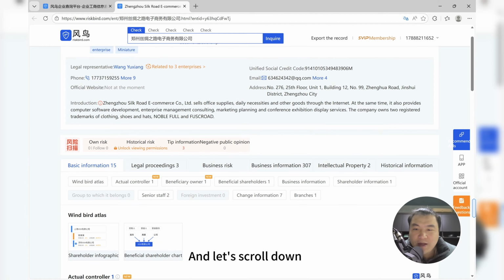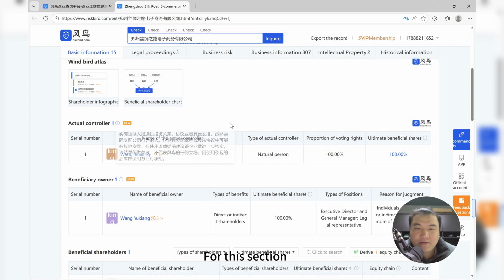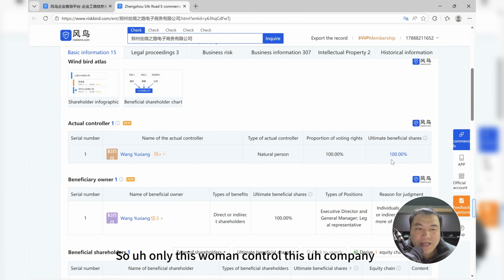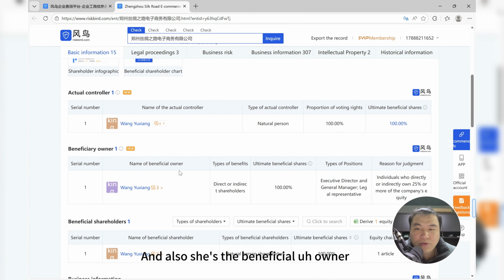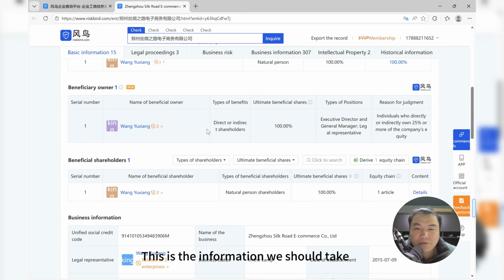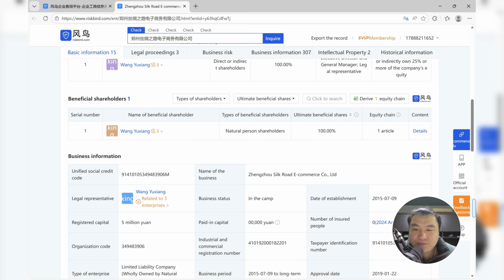Let's scroll down. For this section, we can tell the name of the actual controller. It's this woman, a natural person with 100%. So only this woman controls this company, and she's also the beneficial owner. This is the information we should take, and let's scroll down again.